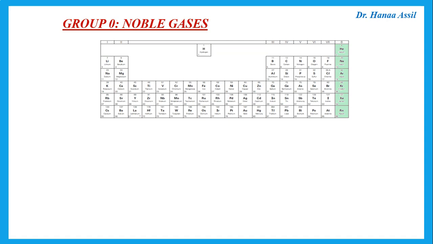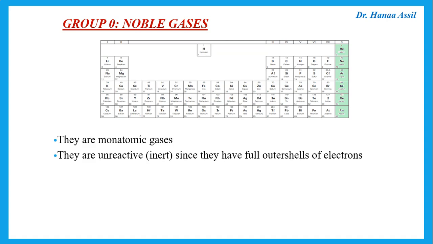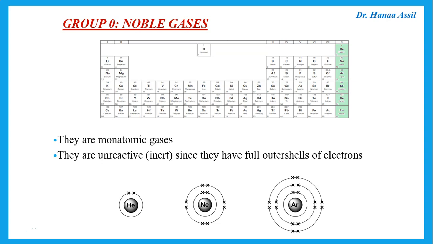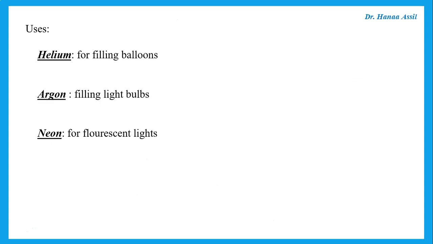Okay, noble gases are in group 0. They are monatomic gases. They are unreactive because they have a full outer shell. So they are inert or unreactive because they have a full outer shell. So helium has 2 electrons, but this is the first shell and it's full with 2. Now neon has a second shell that's full, 8. Argon has a third shell that's full, 8 electrons, and so on.